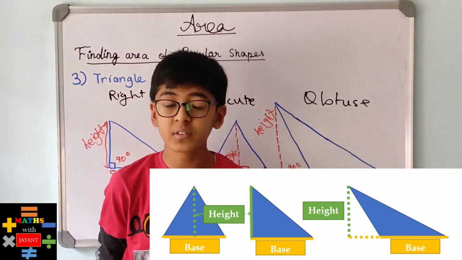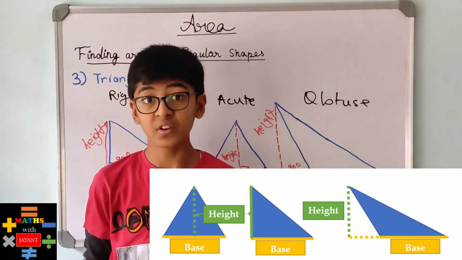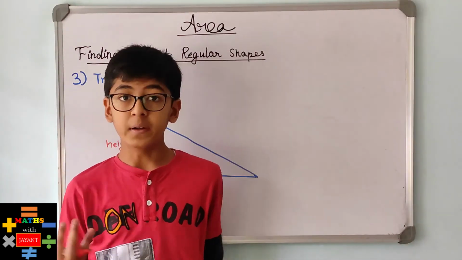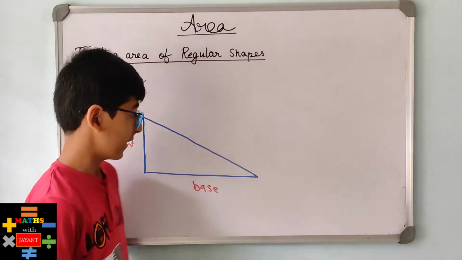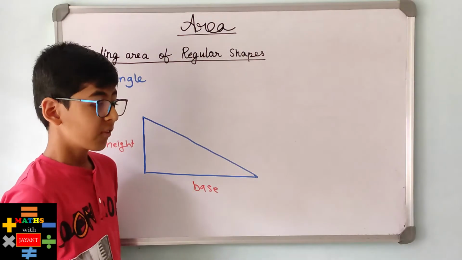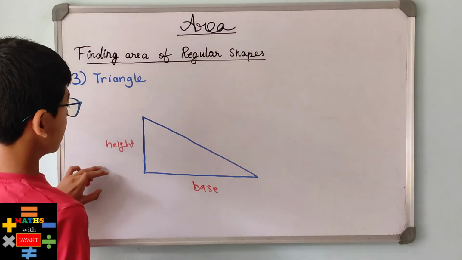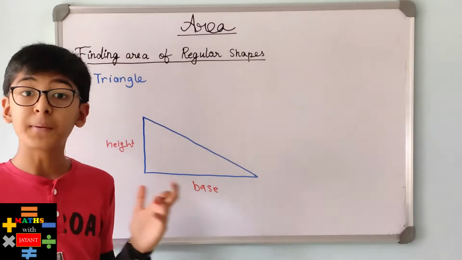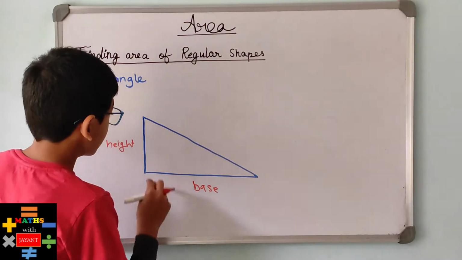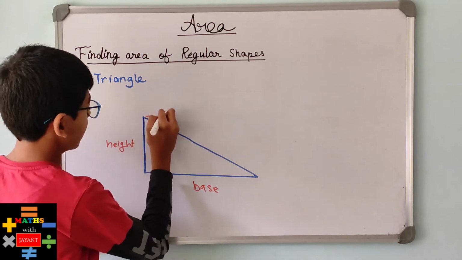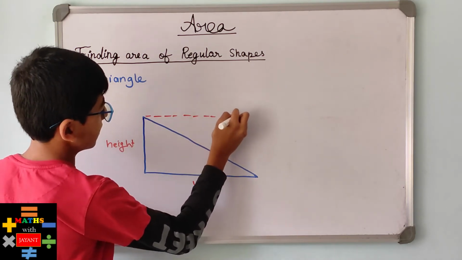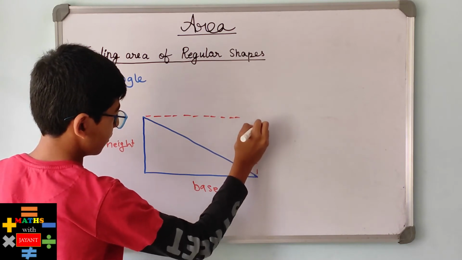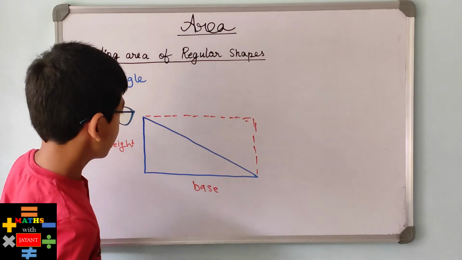Now we have understood the base and heights of triangles. We can move on to the area of a triangle. Now let us see how you find the area of this triangle. Let us see, if we multiply the base and the height, what will happen? You see, this triangle looks like half of a rectangle. So you can say that this looks like half of the rectangle.